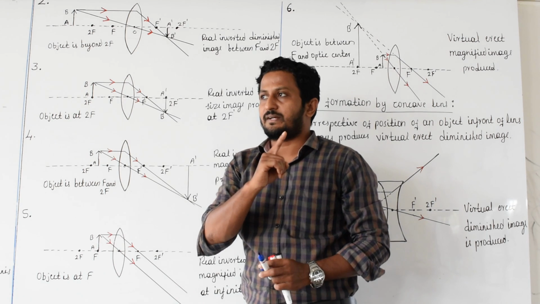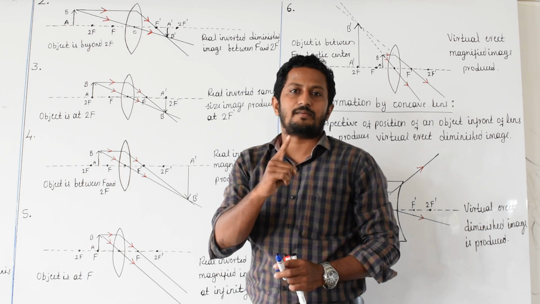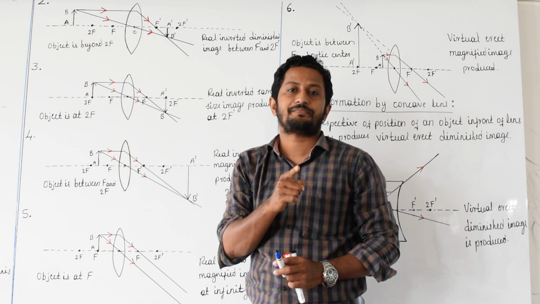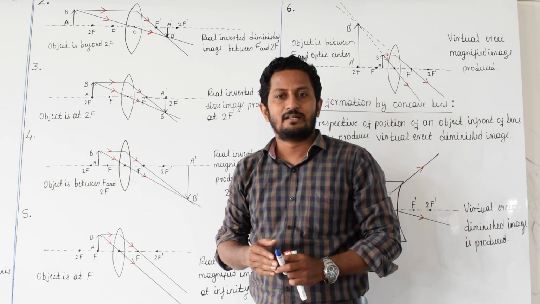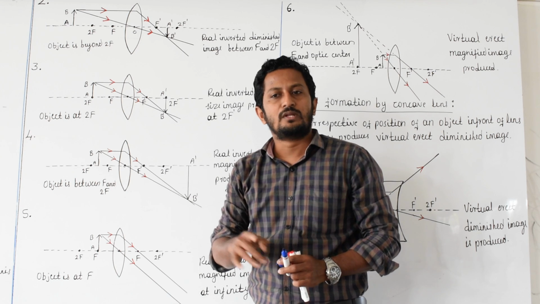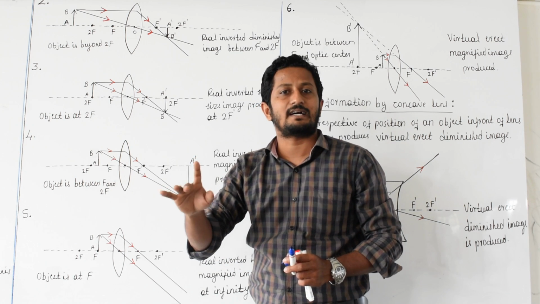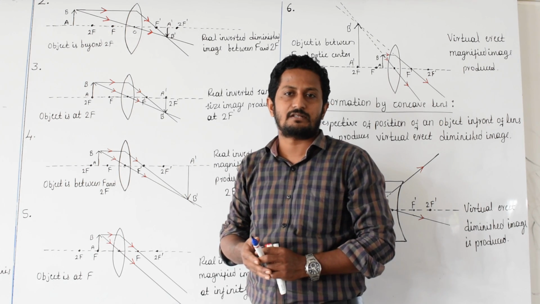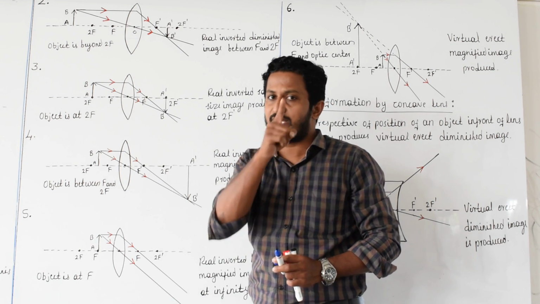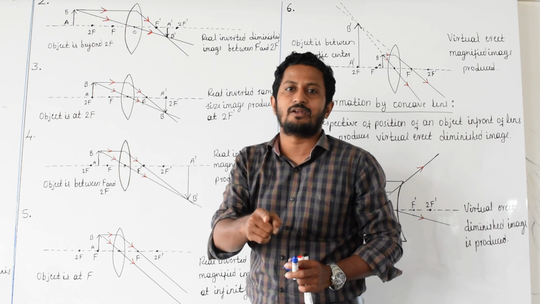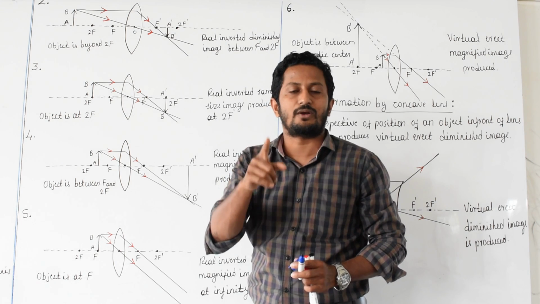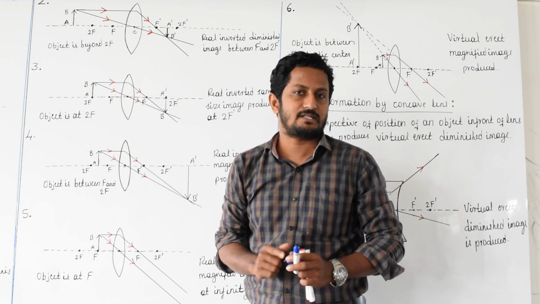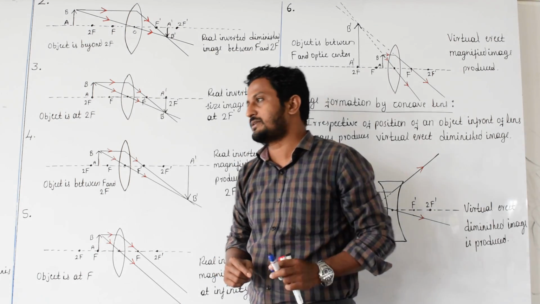Even one more thing: while drawing the ray diagram, you must and should represent the arrow mark. Long back I said, if you do not mention the arrow, then we will not treat that as a light ray. Light has its propagation direction, so you must mention the arrow mark. If you do not, you will not get marks for that. Very important. Try to get it.